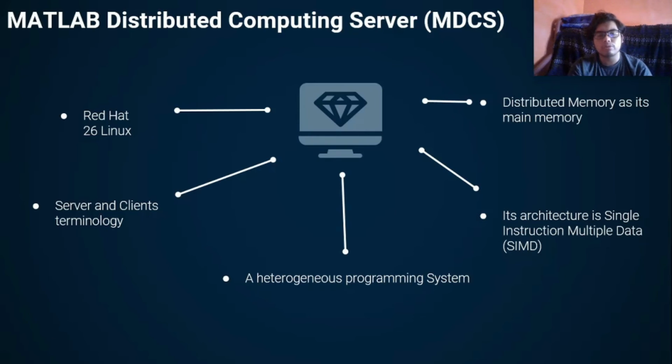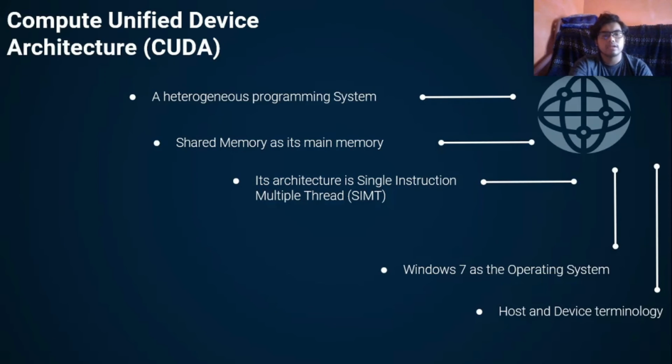The parallel computing toolbox sends all the information to the job scheduler, which acts as an intermediary and generates a lot of data through the employee's computers. For the terminology, it implements server and clients, whereby the host interacts with the worker's computer, which acts as a client. And the third one is Compute Unified Device Architecture (CUDA).